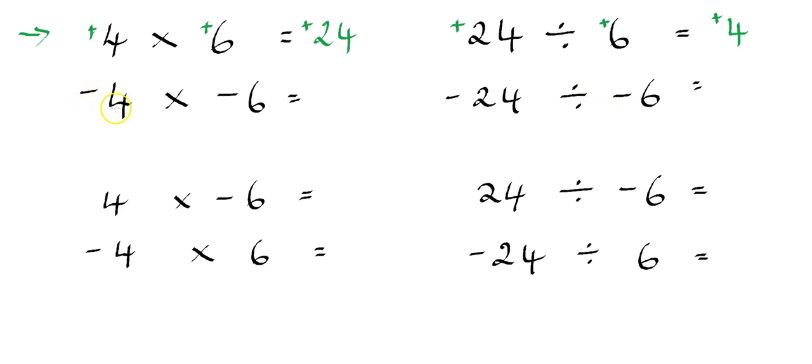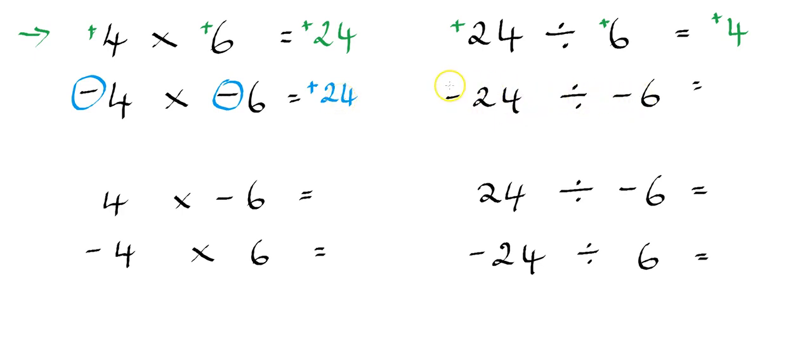So let's jump down to the next row. We have here minus 4 times minus 6, and on this side we've got minus 24 divided by minus 6. So here's the important thing to note. We have here minus 4 times minus 6. So what happens to the answer? Well, what is 4 times 6? That's 24, right? So we just have to decide whether that 24 is positive or negative. We can see negative, negative, and the answer is positive. I'll explain why in a minute.